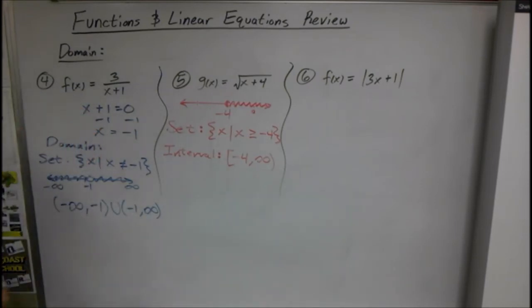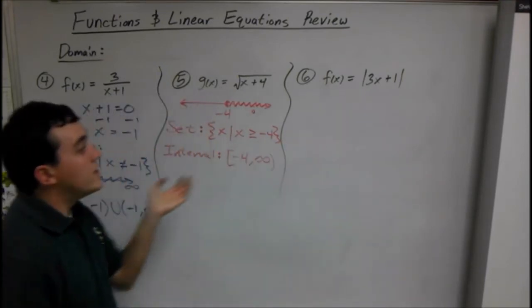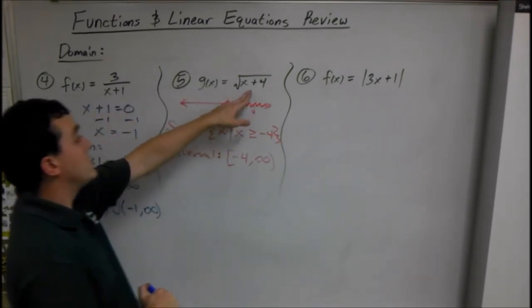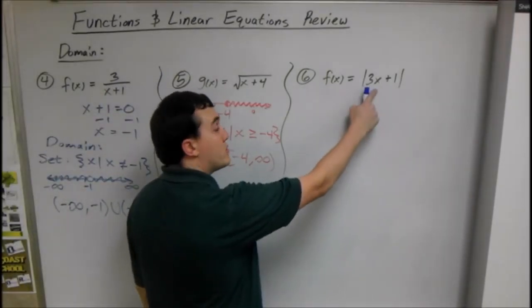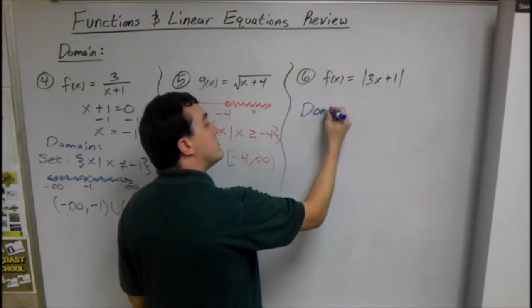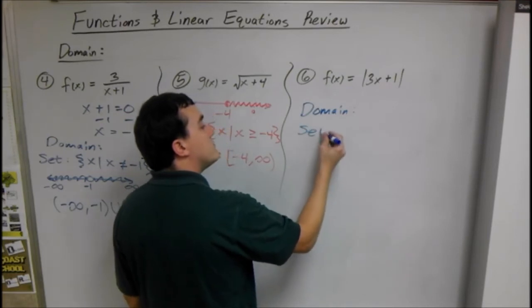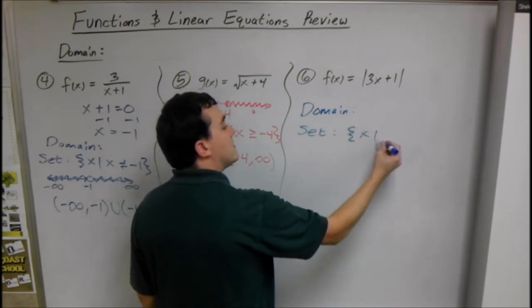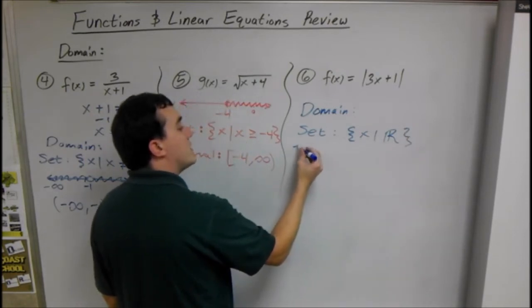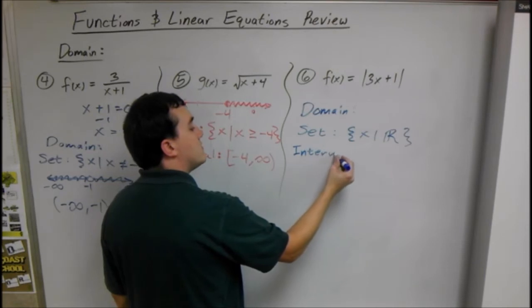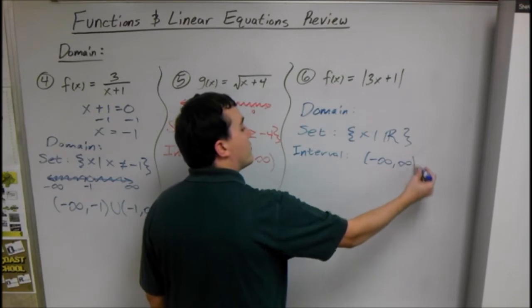And the last one. Absolute values. There are no restrictions with absolute values, only square roots and dividing. So, since there are no restrictions, we can plug in whatever number we want, so therefore the domain is going to be all real numbers for set notation. X is all real numbers. And for interval notation, negative infinity to infinity, because we can plug in whatever we want.